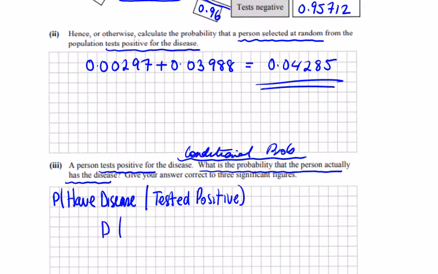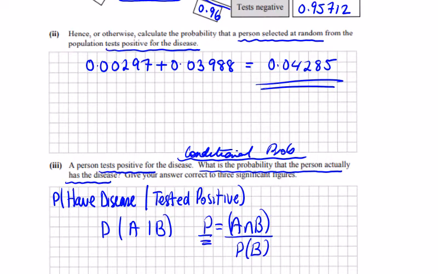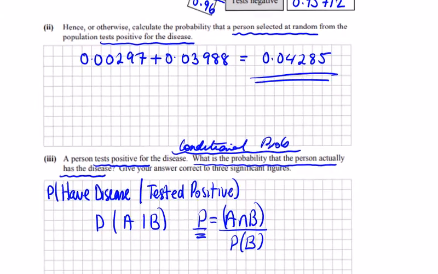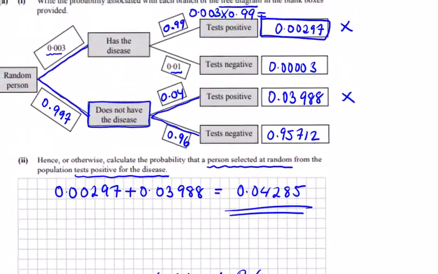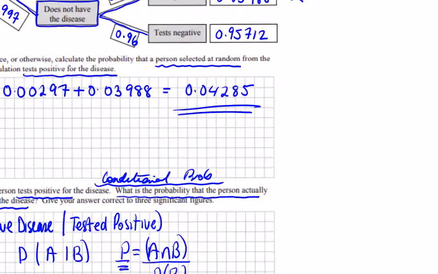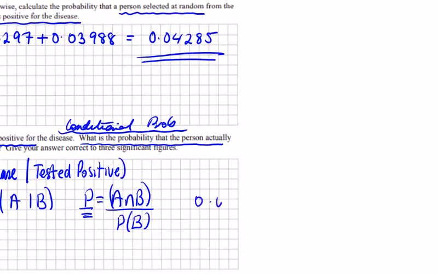So the probability of, let's say, A given B, is the probability of A intersection B over the probability of B. This is conditional probability. A intersection B: they have the disease. Where do these two things cross over? They've tested positive and they have the disease. So that's this one here, 0.00297, where the positives cross over.